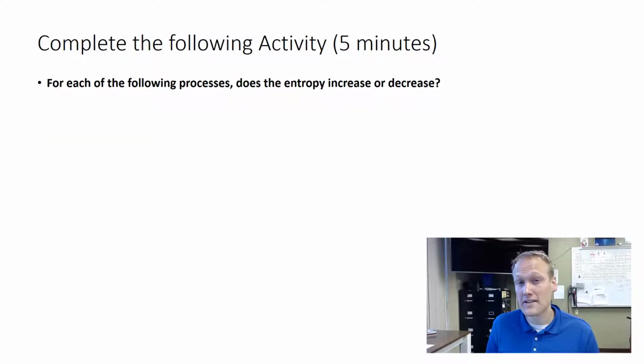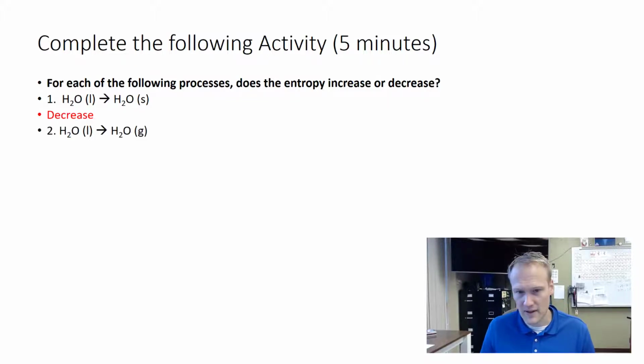So now let's take a look at this on the chemical level. If we look at this chemical equation here, we have H2O liquid going to H2O solid. That is becoming more organized, and therefore that should be a decrease in entropy. If we look at this one, we're going from a liquid to a gas. Gases have high entropy, therefore more disorder, increase in entropy.